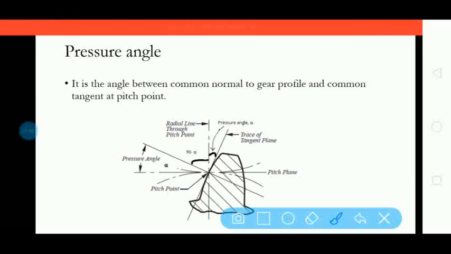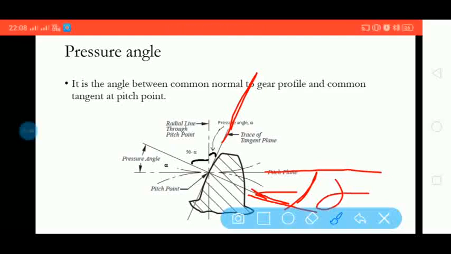Next is the common normal to gear profile. So which one is the common normal to gear profile? The teeth profile is shown here, and a tangent is passing through one point. The tangent is this one, and the line perpendicular to that tangent is your normal, that is this line. Okay, this line. So the angle between these two lines, this line and this line, this angle is your pressure angle, alpha.